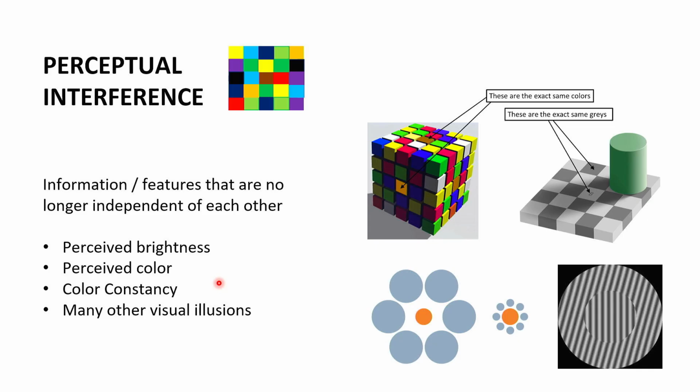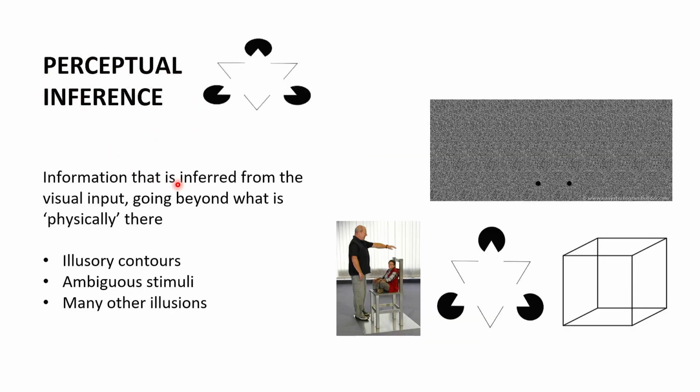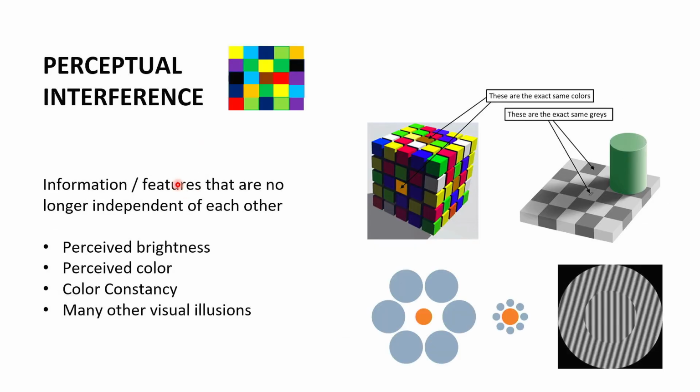Another thing which is really important to understand, particularly if you want to understand aspects of qualia and other consciousness stuff, is what's called perceptual interference, and a bit related to that, perceptual inference. It's sort of two sides of the same coin, I would say. Now, perceptual interference is that the features that neurons encode are not fully independent of each other.